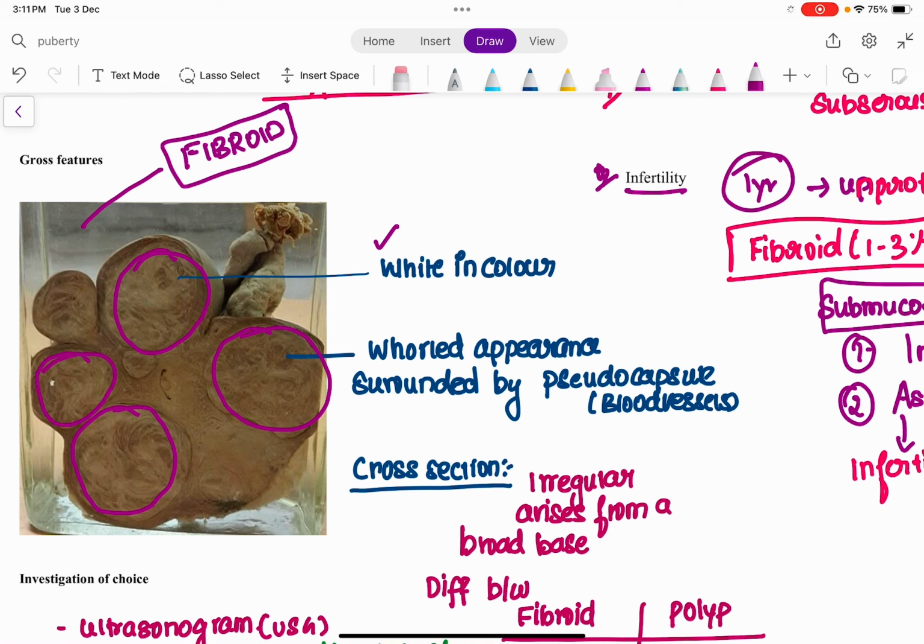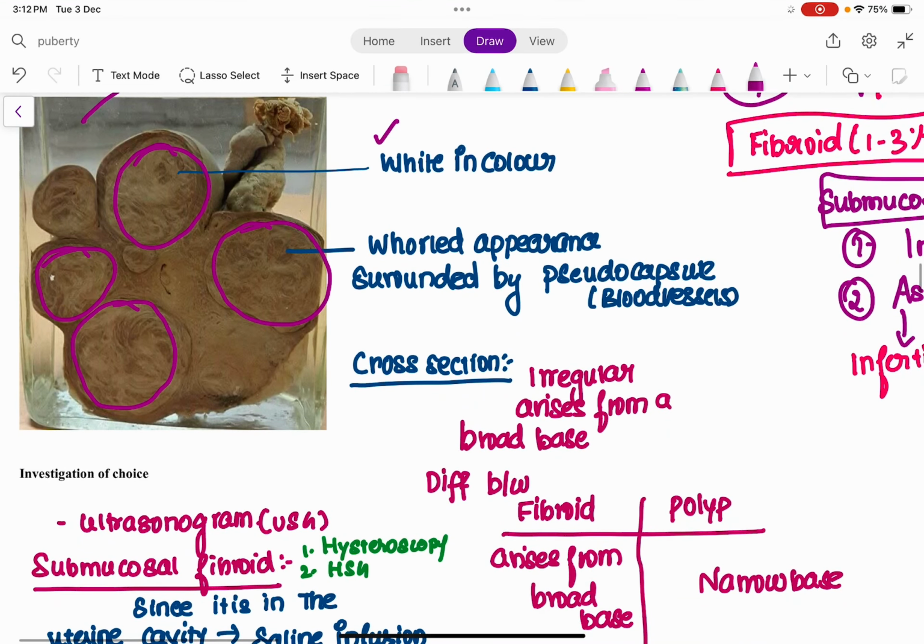It has a whorled appearance because it is surrounded by a capsule, and this capsule is actually a pseudo capsule, and the blood vessel which supplies this fibroid is running in this pseudo capsule. So fibroid is basically white in color. It has a whorled appearance and it is surrounded by a pseudo capsule, and this pseudo capsule has the blood vessel which supplies the fibroid. So basically in the periphery of the fibroid, the blood vessel supplying the fibroid is situated.